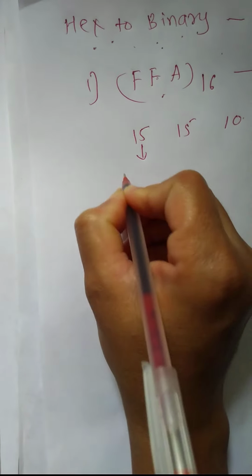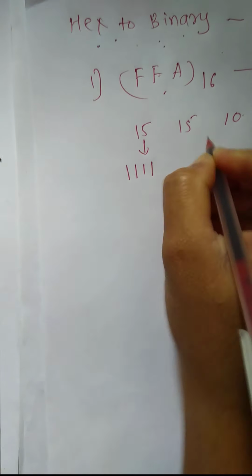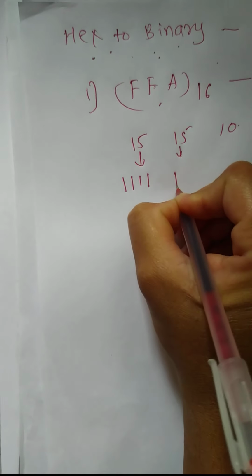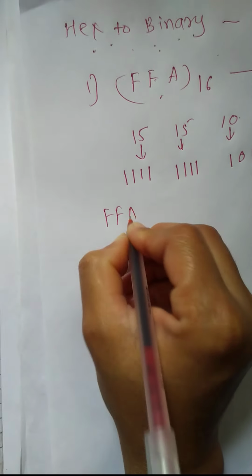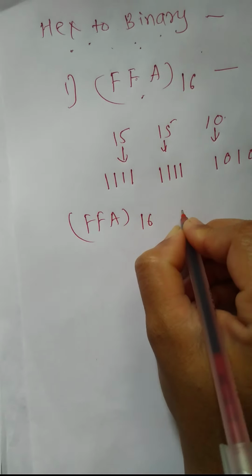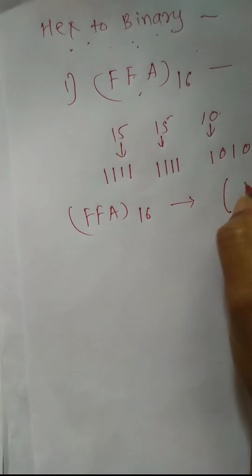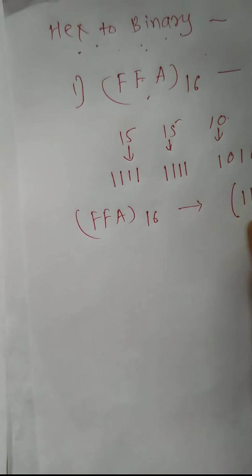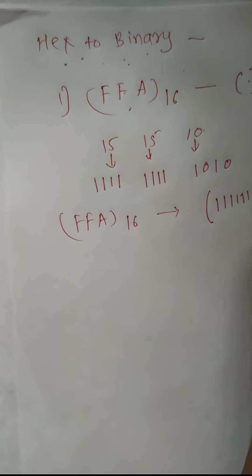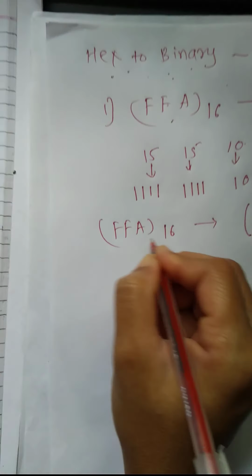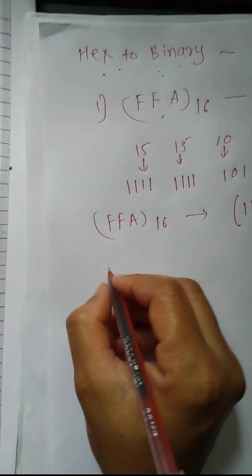So F is represented in binary as 1111. This 15 is represented in binary as 1111, and this 10 is represented in binary as 1010. So the total answer: grouping all these 4 digits FFA in base 16 is converted into binary, that is 1111, 1111, and 1010. This is a hex to binary conversion.